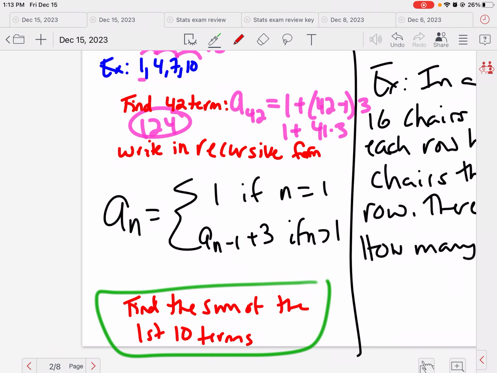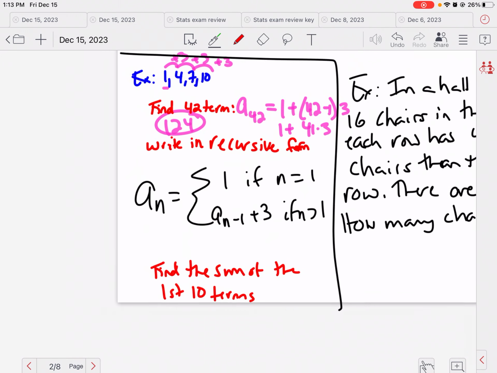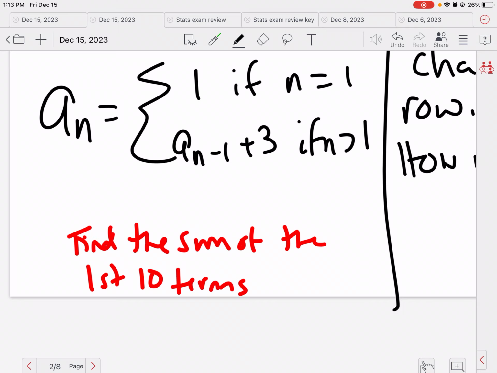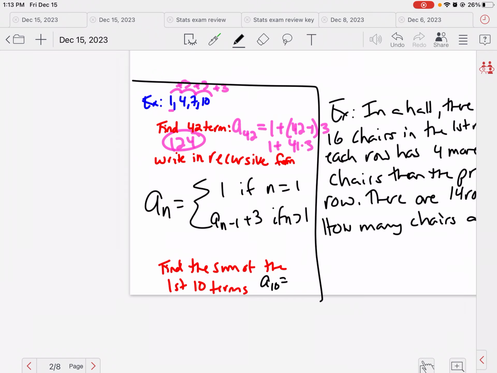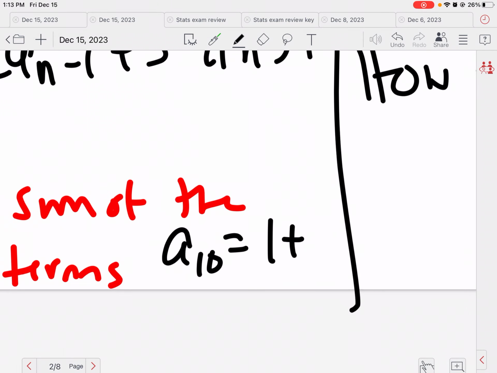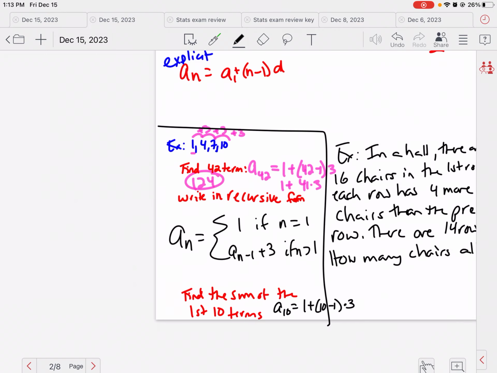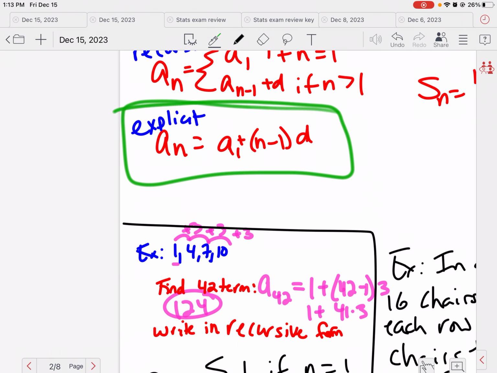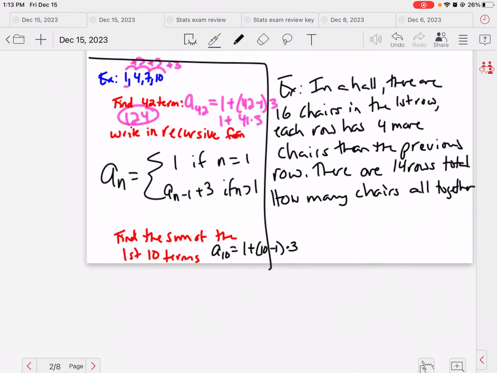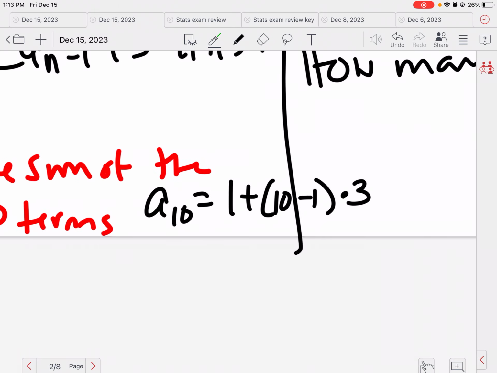Next, it says find the sum of the first 10 terms. Well, if I want to find the sum of the first 10 terms, I need to know my first term, which is 1, and I need to know my 10th term. So I'm going to figure out what a sub 10 is. A sub 10 would be my first term, which is 1, plus n minus 1, which is 10 minus 1 because I'm looking at my 10th term, times my difference, which is 3. Again, I'm just using my explicit formula here. 10 minus 1 is 9, times 3 is 27, so the 10th term is 28.